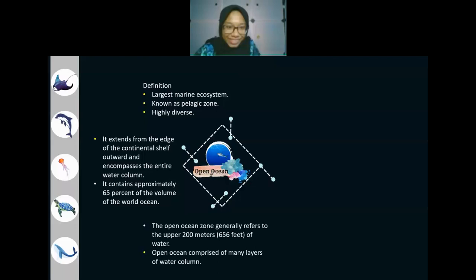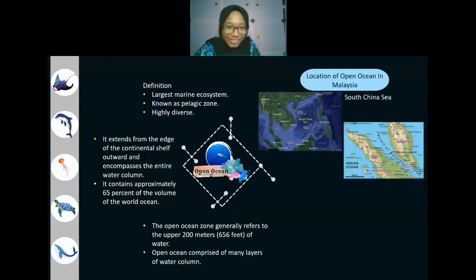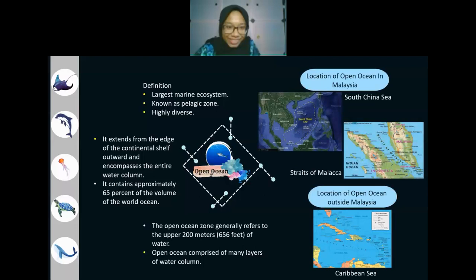Okay. So the open ocean zone generally refers to the upper 200 meters of the water column, and the open ocean comprises many layers of the water column. Here it is important to highlight that the seafloor is not included in the open ocean.